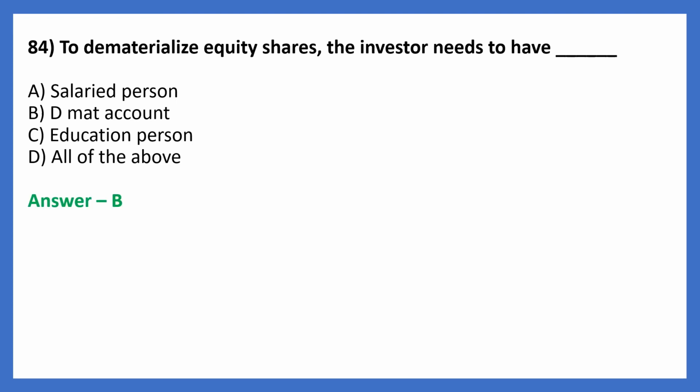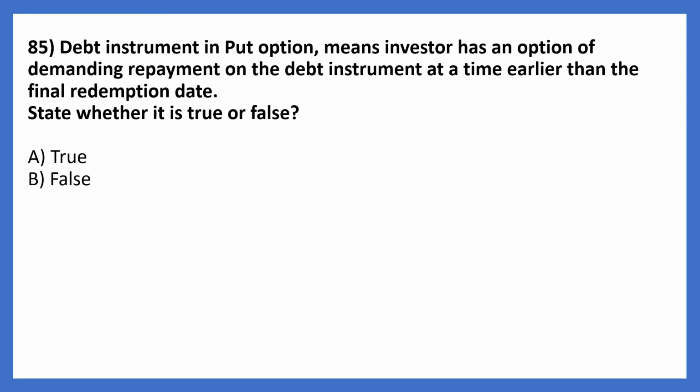The correct answer is option B, Demat account. Debt instrument put option means the investor has an option of demanding repayment on the debt instrument at a time earlier than the final redemption date. State whether it is true or false. The correct answer is option A, true.